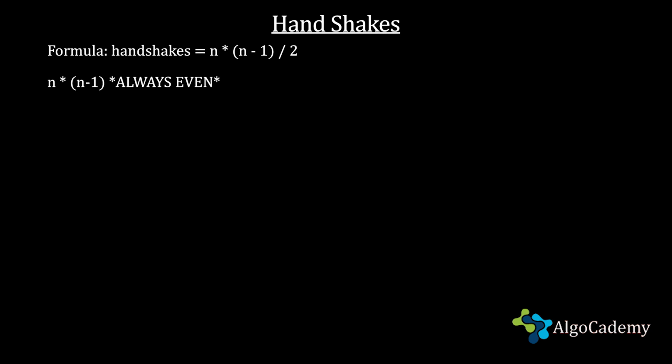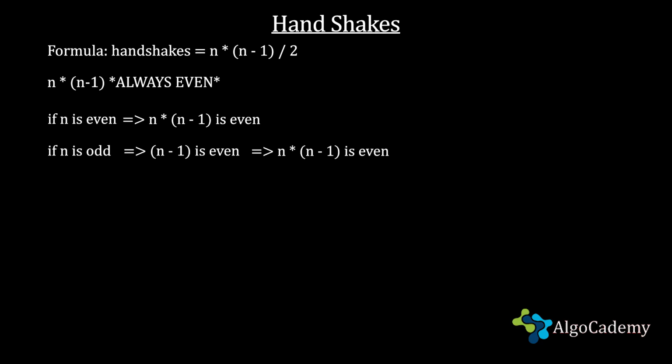One nice observation is that n times (n minus 1) is always even. Think about it. If n is even, of course n times (n minus 1) is even. And if n is odd, then n minus 1 is even, so n times (n minus 1) is also even. So our formula n times (n minus 1) divided by 2 will always result in an integer number, which is obvious. The number of handshakes should be an integer number.